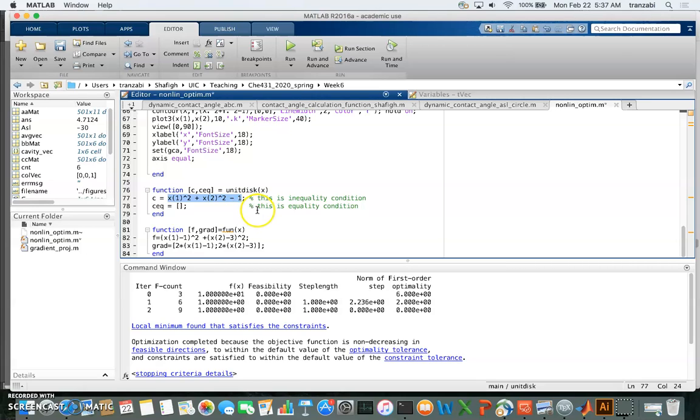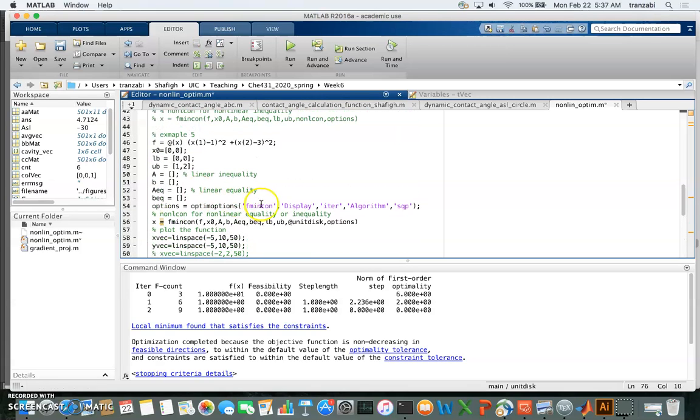So this is my nonlinear inequality, and for the time being I do not have a nonlinear equality, so I just leave it empty. These come out as the outputs of this unit disk function. The first one is the nonlinear inequality, and the second one is the nonlinear equality. So MATLAB takes these two, incorporates them through this at unit disk, and tries to solve the optimization problem.